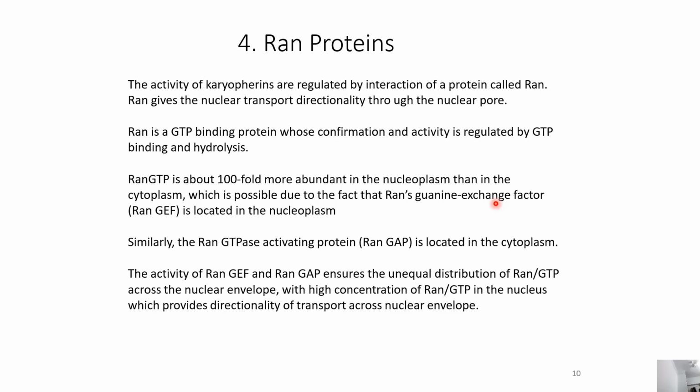And RAN-GTP is about 10-fold to 100-fold more abundant in the nucleoplasm than in the cytoplasm, which is possible due to the fact that the RAN exchange factor, RCC1, is located in the nucleoplasm. Similarly, the RAN GTPase activating protein is located in the cytoplasm. The activity of RCC1 and RAN-GAP ensures the unequal distribution of RAN-GTP across the nuclear envelope, with a high concentration of RAN-GTP in the nucleus to provide directionality of transport across the nuclear envelope.